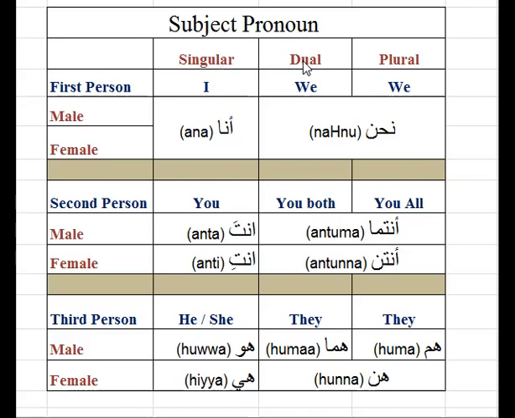And if dual, that means more than one person, that means two people are speaking, either it could be two males, two females, or male, female together. There could be a situation when more than two people are speaking. It could be more than two males, more than two females, or males and females together. So plural will be more than two. Okay, so for singular, we have I as a word.